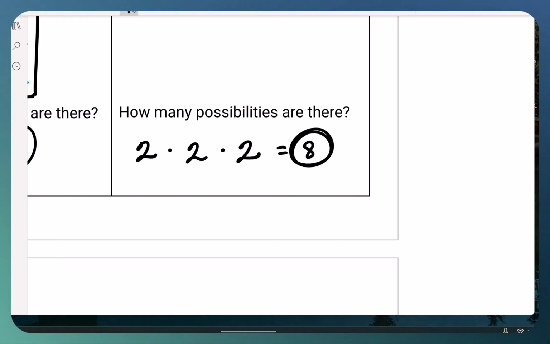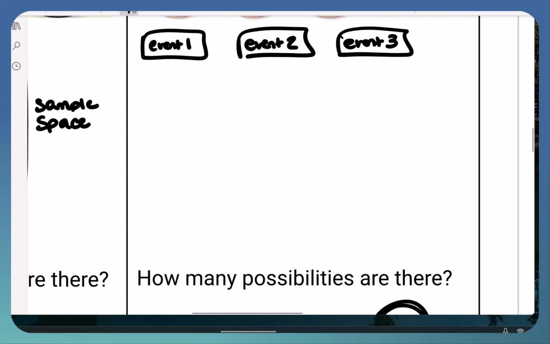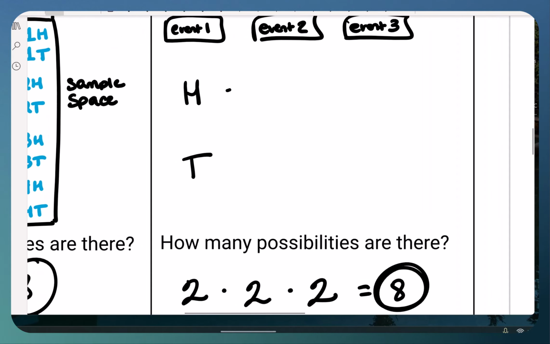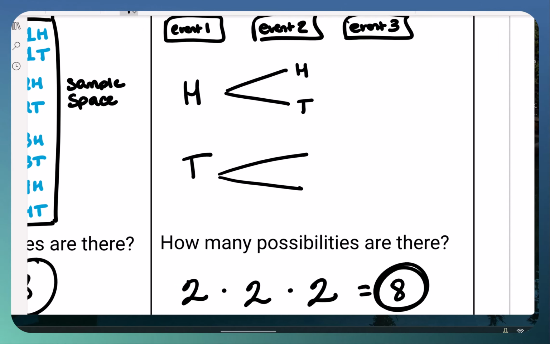Now it's the same as the last one, but my tree diagram is going to look different. So event number 1 is going to be heads or tails. See how much space I put between those? I've got 3 events, so I'm going to have to branch it off 3 different times. So for each one of these, I'm going to have to branch it heads and tails. And you're going to have to try to be as neat as you possibly can.